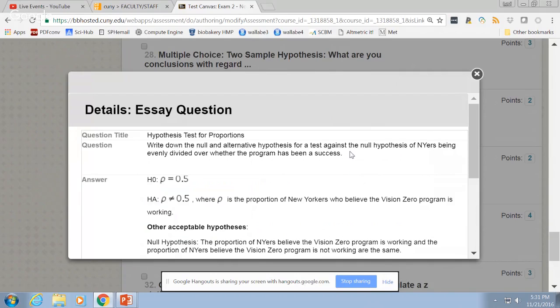Well, I guess the evenly divided here implies that there's only two answers, yes or no. But what you're talking about is a null hypothesis that they're either evenly divided or fewer New Yorkers think it's been successful, which isn't what the question asks. And it's very rare that you would have a one-sided alternative hypothesis. And there's nothing in here to imply that you should use a one-sided alternative.